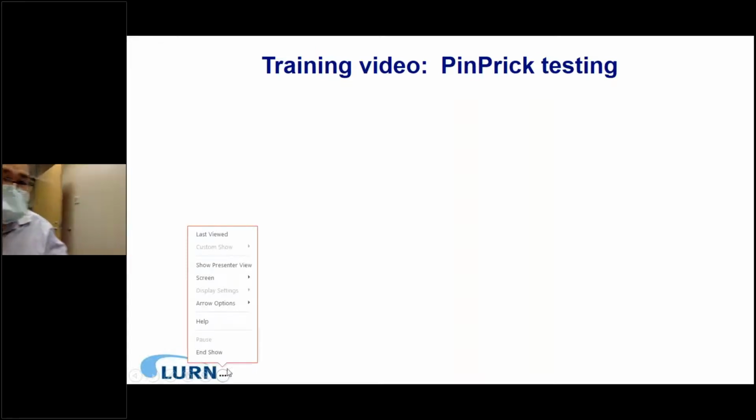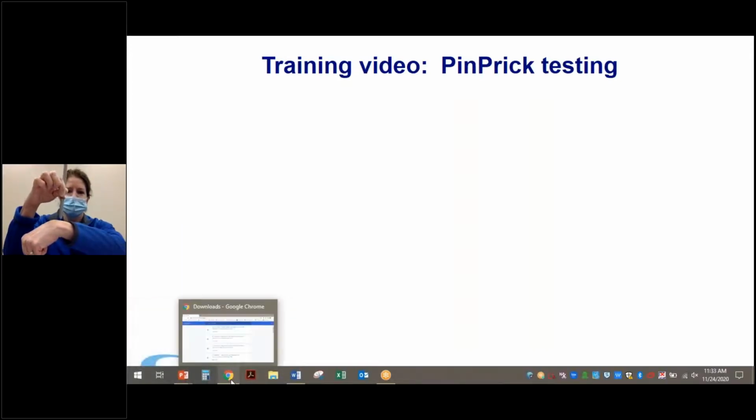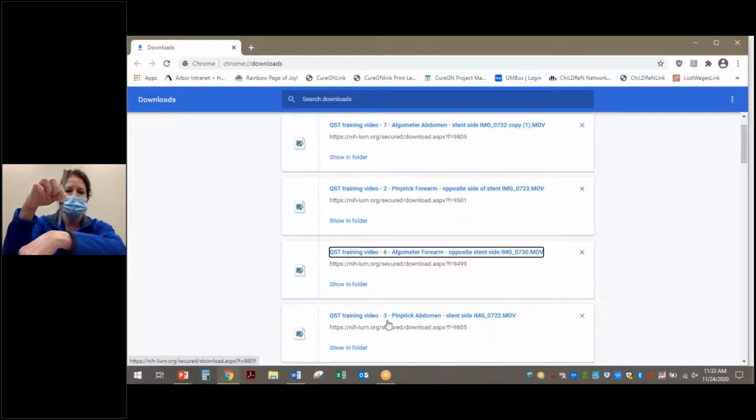And maybe you want to show them the PinPrick first before you show the video? Yeah. So I'm going to have Pat show you the PinPrick, okay? So this is the PinPrick. It's got a sharp point, but it doesn't break the skin because it's weighted. So if I press it on my own arm, that part retracts. So it just gives me a sharp sensation on the skin, but it doesn't puncture.